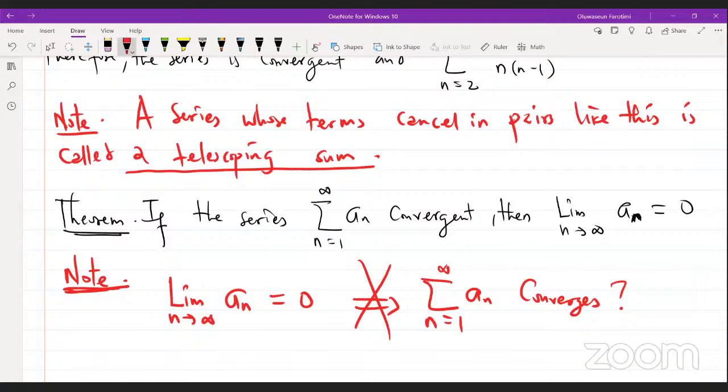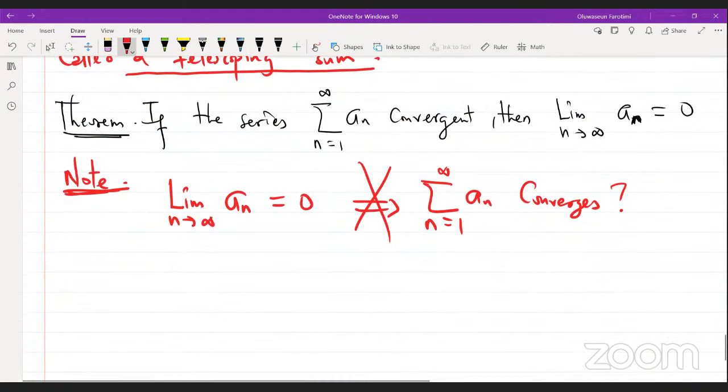Now we take it a step further, that if you have a series that converges, then the limit of its nth term, or the limit of its sequence, not the sequence of its partial sums, okay? The limit of a sub n gives us 0. Okay, but not the other way around. Okay, what is the other way around? That's if the limit gives us 0, does it mean it converges? The answer is no.